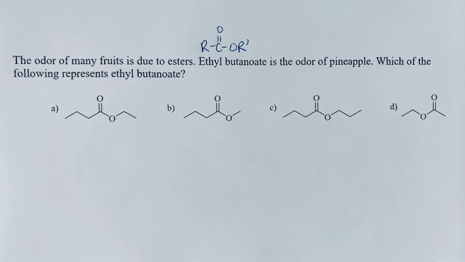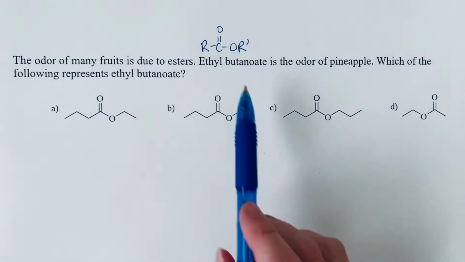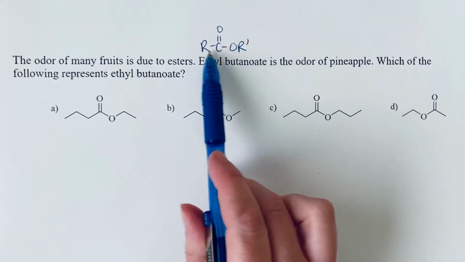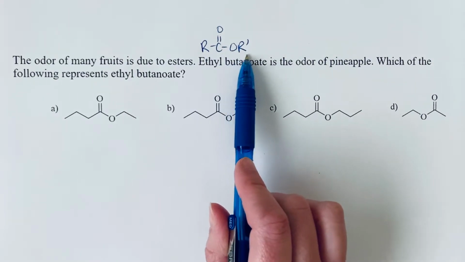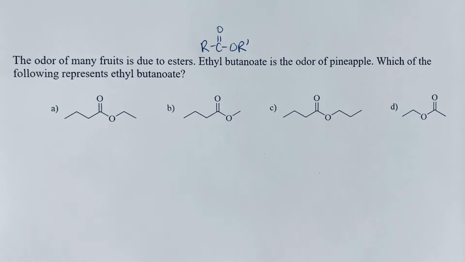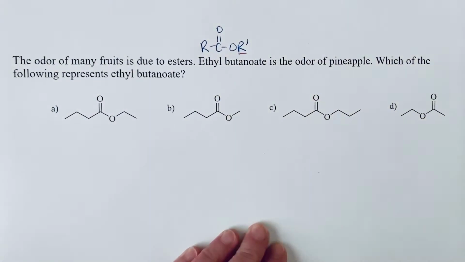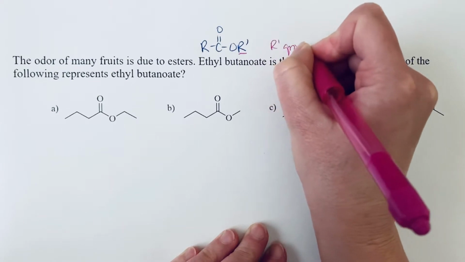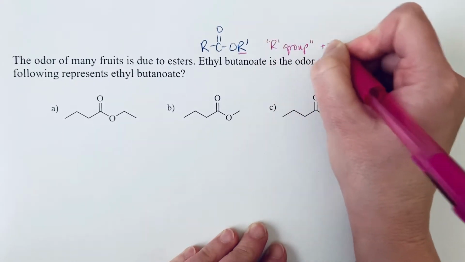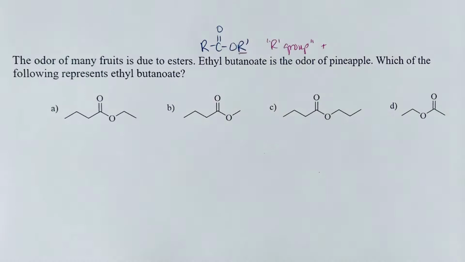And so what we have is a carboxylic acid derivative. It is a derivative where we essentially replace the hydrogen on the carboxylic acid with an R group. So the way that we name an ester is we name that R group first. So you name the R group, and then you add the root name of the acid.